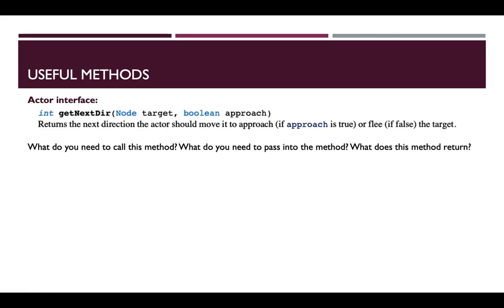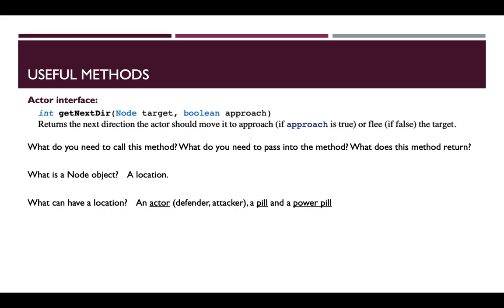Okay, so again, what is a node object? A node object is a location. What can have a location? In this game, you can have an actor. An actor can have a location, and an actor can be either a defender or an attacker. A pill and a power pill can have a location. So those all have a node specific to them at a given moment.